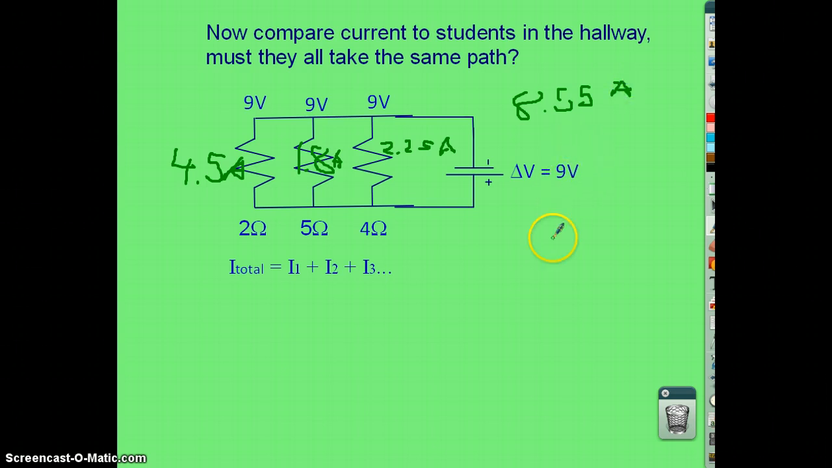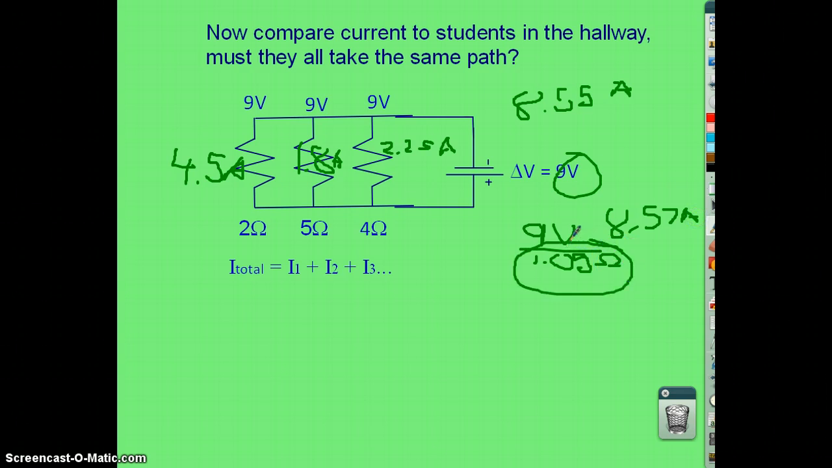Or we can cross-check and say I equals V over R and use the equivalent resistance. So 9 volts divided by 1.05 ohms. I'm sorry about my messy writing. I'm using the mouse from the computer desk. And that comes on my calculator to be 8.57 amps. This difference comes from rounding on getting that equivalent resistance. But as you can see, that's pretty darn close. So there's our current. The current is split amongst the paths. Clearly, the less resistance path got more current. The heaviest resistance path had the least current.